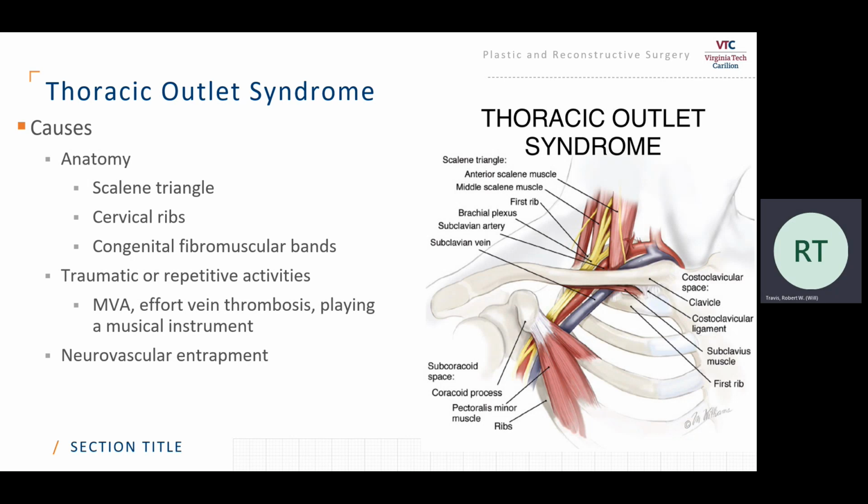You can also see effort vein thrombosis, which is spontaneous axillary vein thrombosis after vigorous arm exertion. And then musicians are susceptible to this as well because they need to maintain their shoulder in abduction or extension for long periods. And lastly, neurovascular entrapment at the costoclavicular space between the first rib and head of the clavicle is another cause as well.